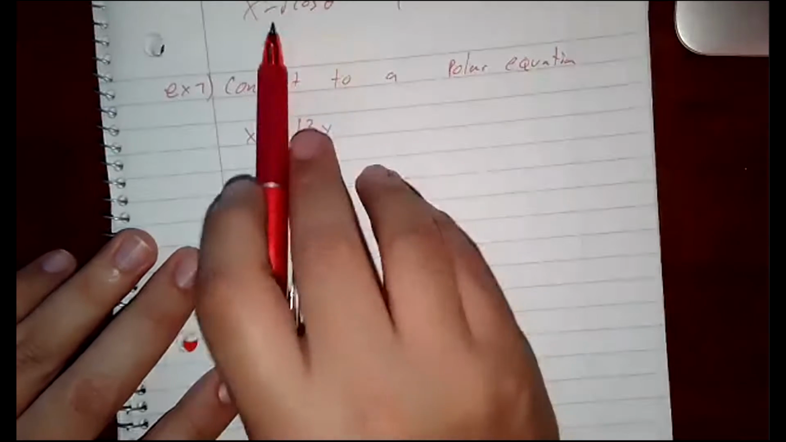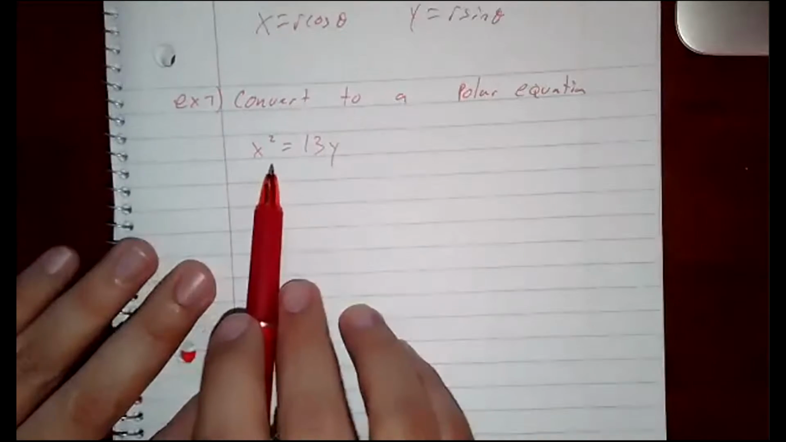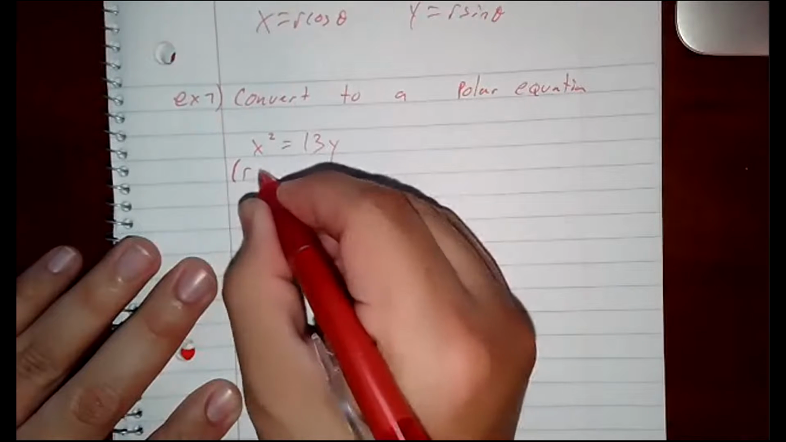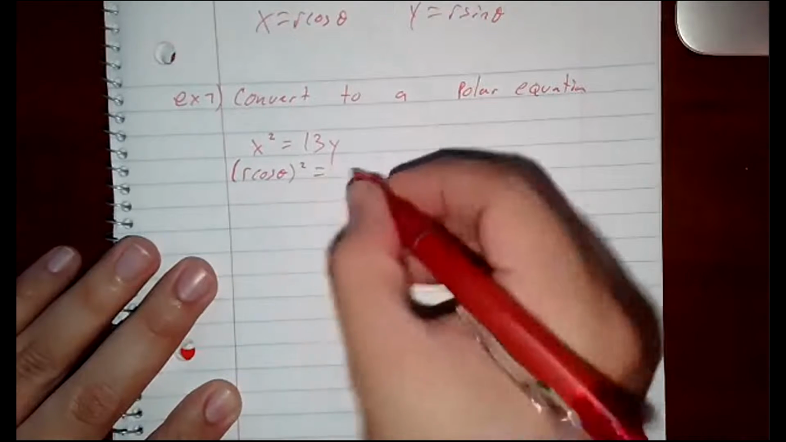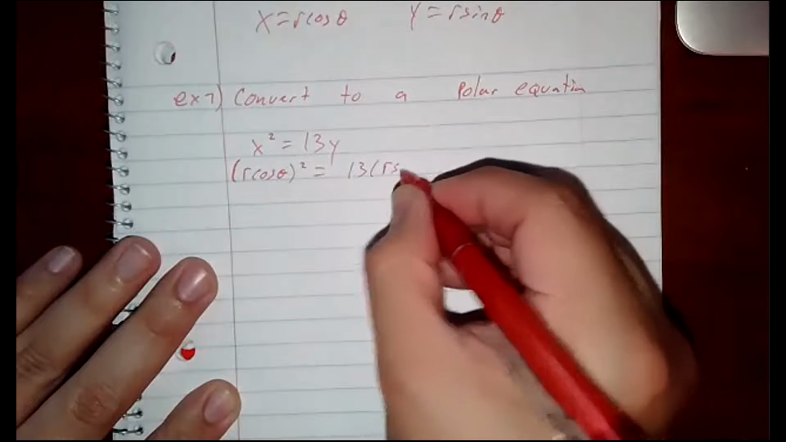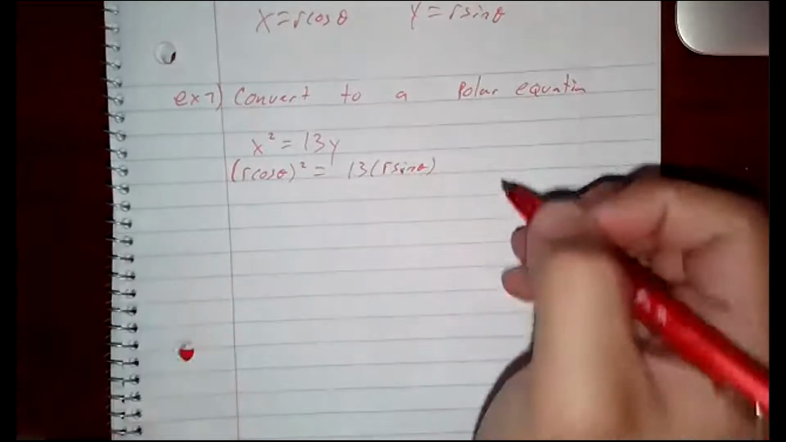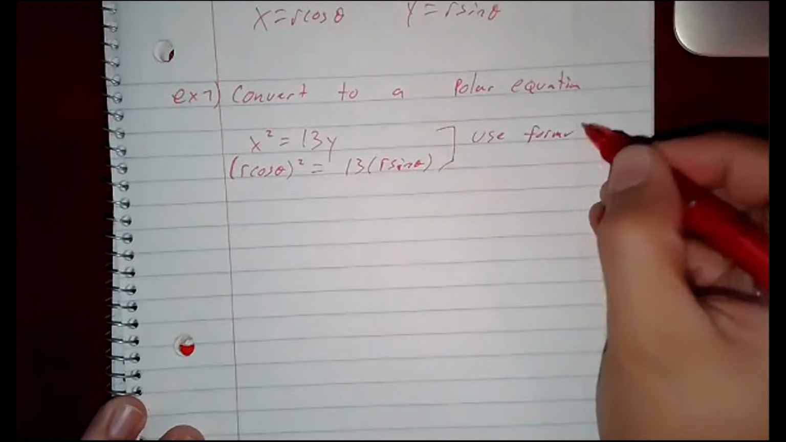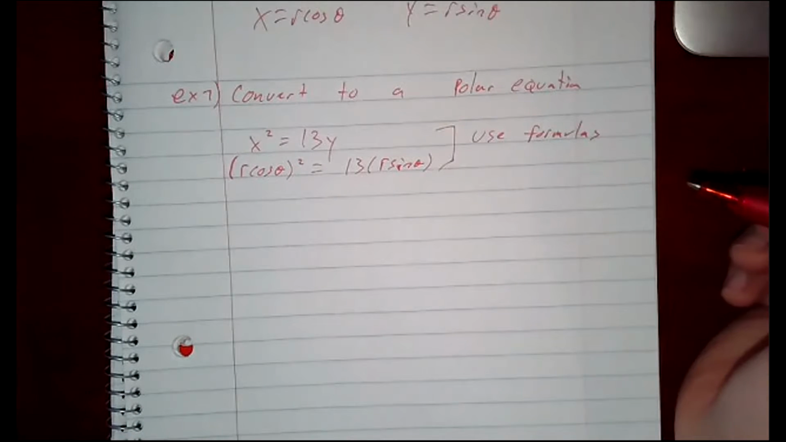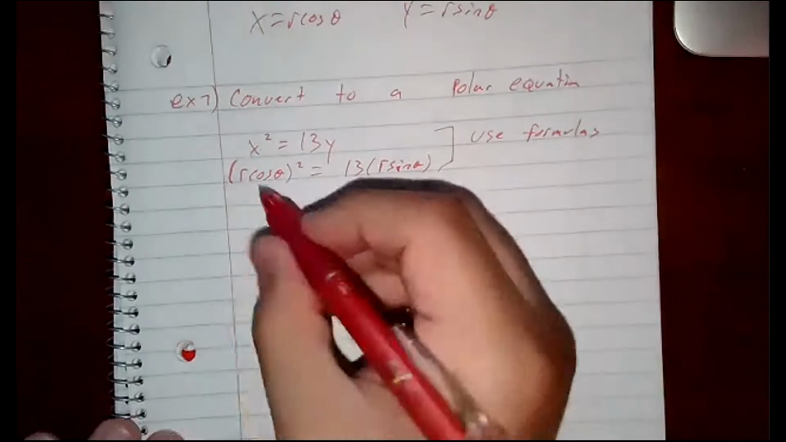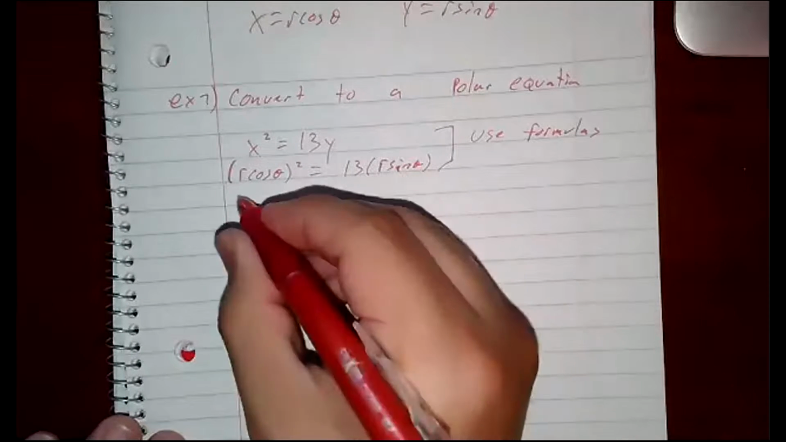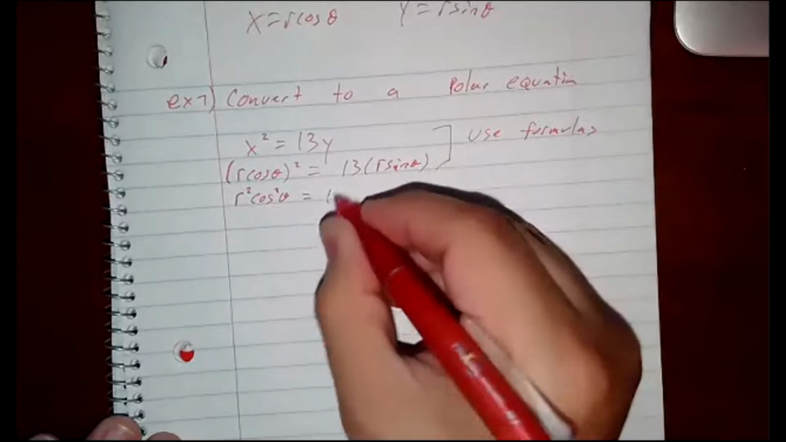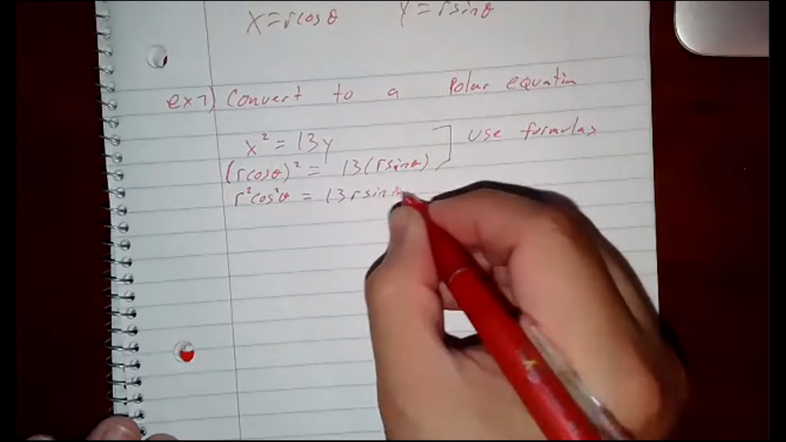So let's go ahead and plug it in, right? X is r cosine theta, so plug it in for the x. Y is r sine theta, so let's plug that in. So I'm gonna end up with (r cosine theta) squared equal to 13 r sine theta. Right here, we use formulas. Now at this point, just simplify, see what happens. We square this side, we're gonna end up with r squared cosine squared theta equal to 13 r sine theta.